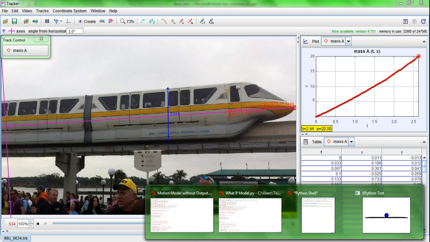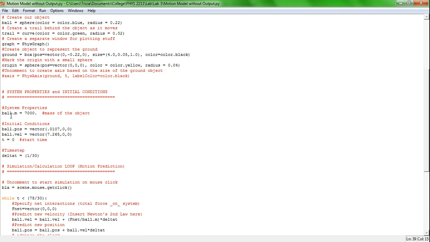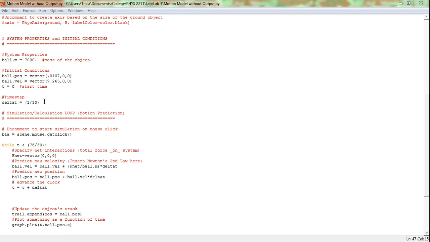So then when I modeled this motion, I took the mass of one monorail car to be 7,000 kilograms, which I looked up, and I chose the initial position based on the tracker data. Then I found the velocity, again based on the tracker data, by taking the final position minus the initial position over the change in time. I chose the start time to be 0 just for simplicity, and then chose the change in time to be 1/30th of a second because that was the change in time on the video, so I thought it would be easier to compare the information. And the change in time is sufficiently smaller than the overall time of 2.6 seconds.